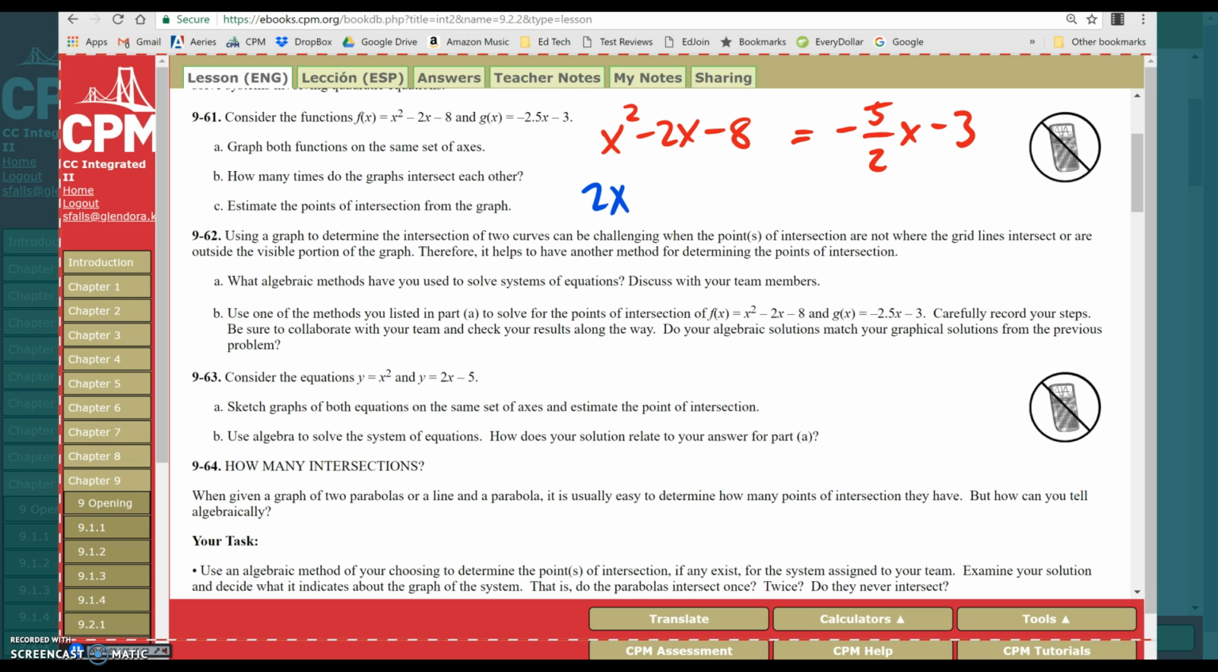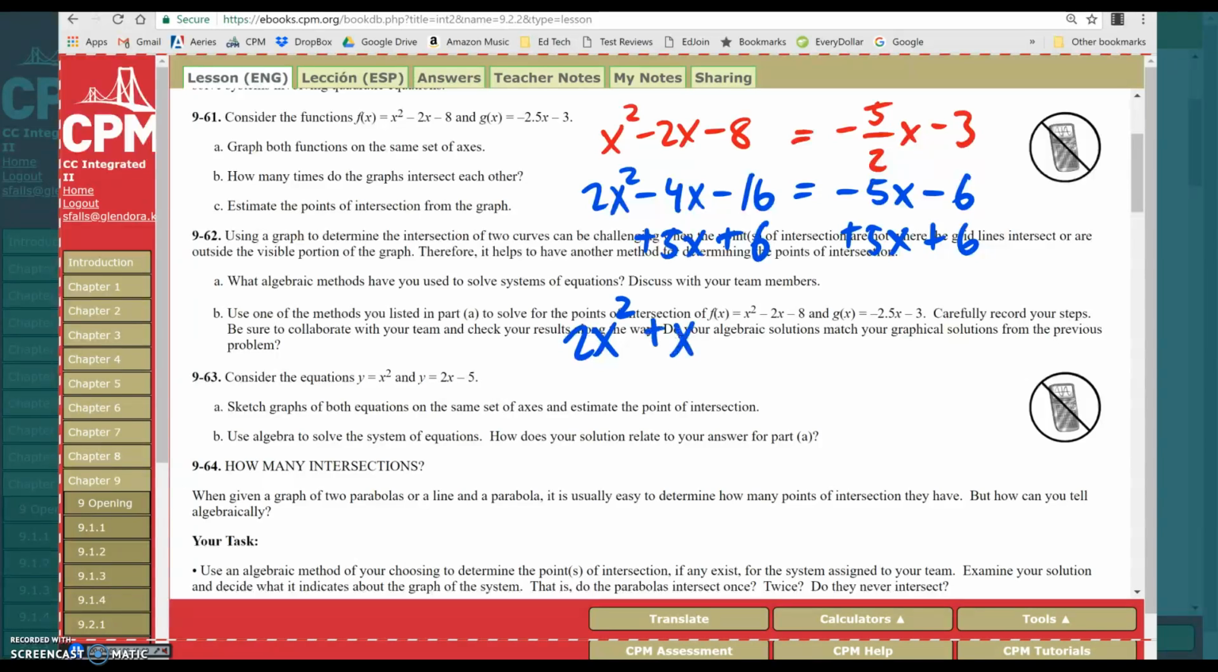So that gives me 2x squared minus 4x minus 16 equals negative 5 halves times 2, which is just negative 5x, and then minus 6. Now I'm going to add 5x and add 6 to both sides. So that gives me 2x squared plus x minus 10 is equal to 0.